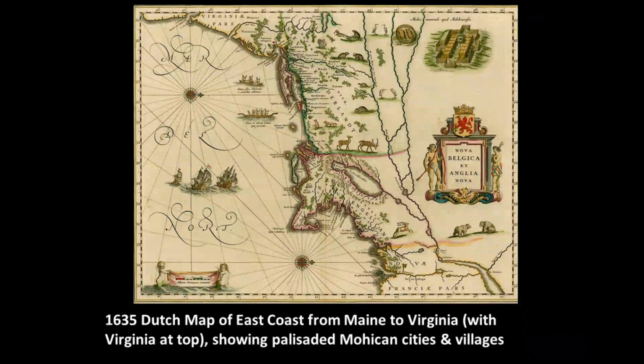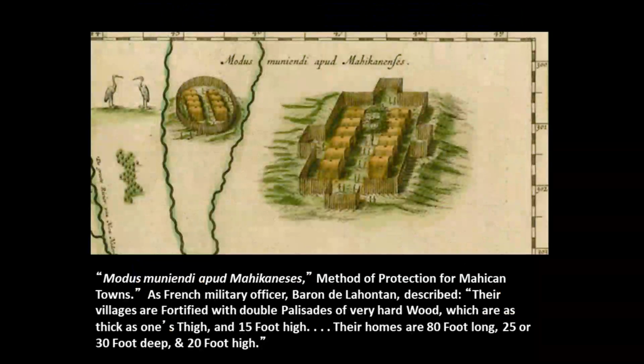If we then consider Dutch maps, and this is a sort of bizarre map because we have to imagine it upside down, because what it's showing us is actually Virginia is on the top and Maine is on the bottom. But the more important thing is that upper right-hand corner, which is showing us, again, massive fortified cities.